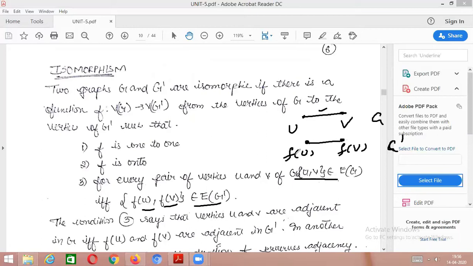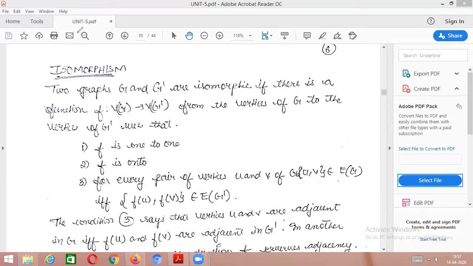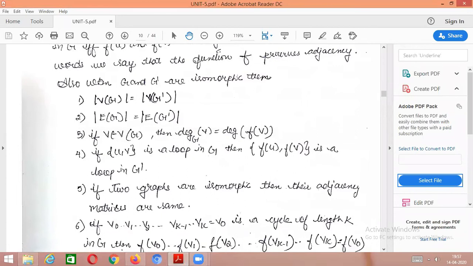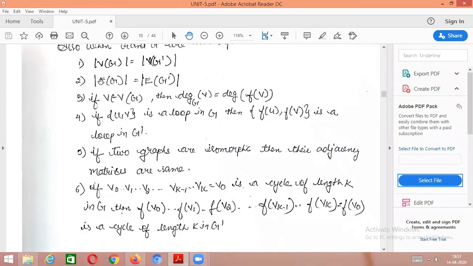The third condition you may say in another way: if u comma v are adjacent vertices in G, then f of u comma f of v are adjacent vertices in G dash. That is about the third condition. Now, when graphs are isomorphic, they satisfy some properties. These properties are used to check whether the given graphs are isomorphic or not. We will discuss them one by one.